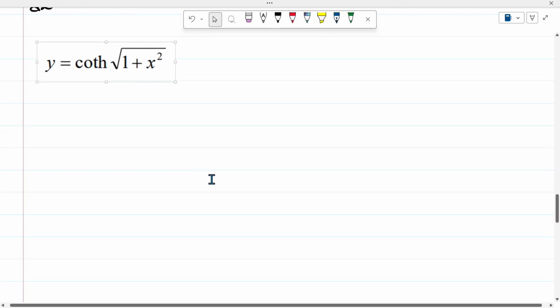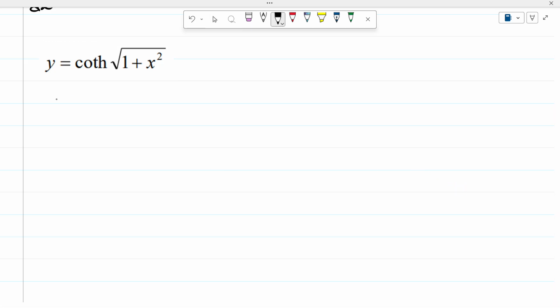And then we now have y, which equals the hyperbolic cosech of the root of 1 plus x squared. When we differentiate this, guys, don't forget to pause the video so that you can work on these problems on your own and then resume later to check the memo, of course.